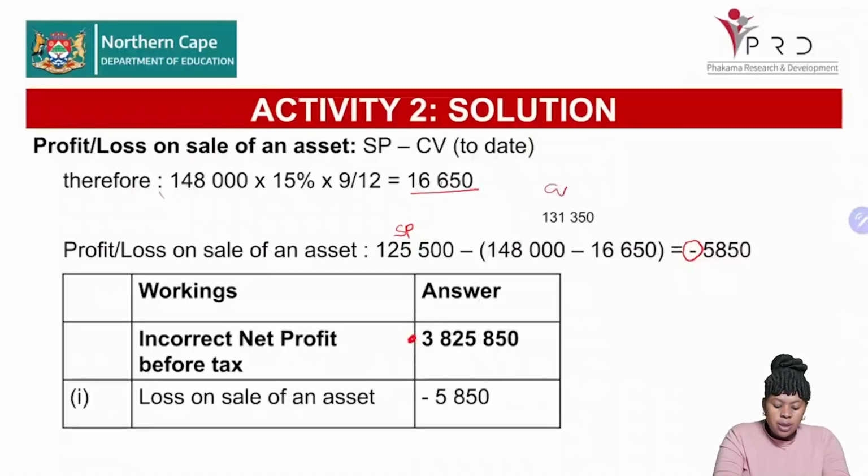So this specific amount is incorrect, and then we have to make adjustments to actually fix that amount. Now, that is where you are going to put the negatives and the positives. You will see the question will guide you that you must indicate it using a negative or a positive amount. Now, as I was saying, the loss on sale of an asset is reducing our profit. So we are going to say negative 5,850, and that's how it works.